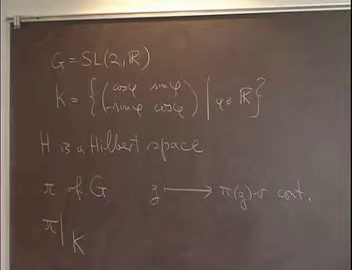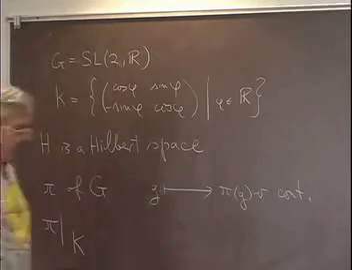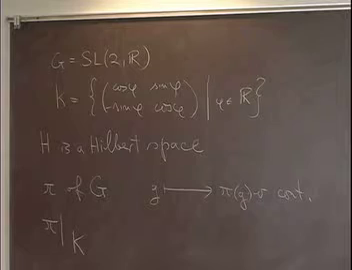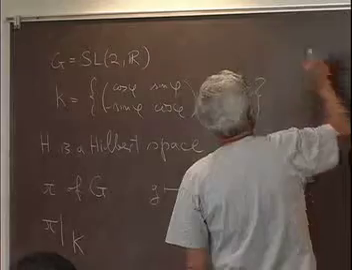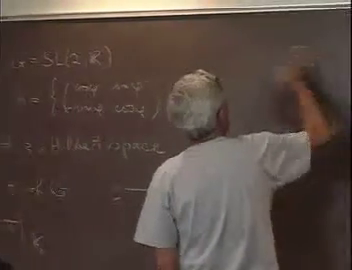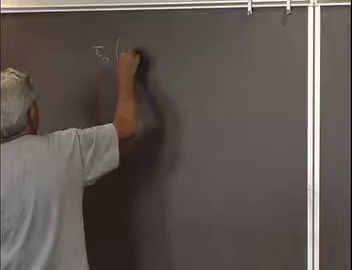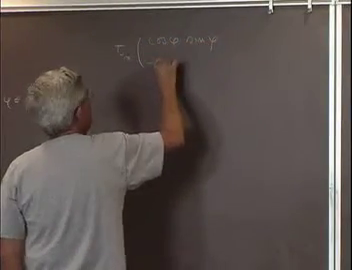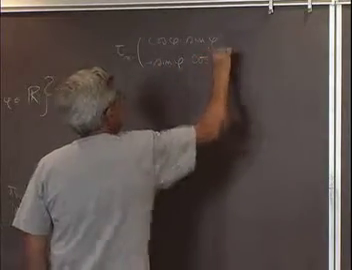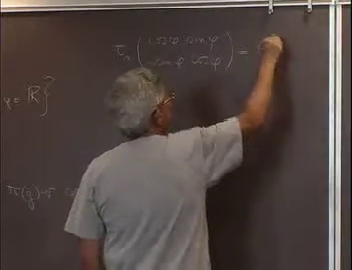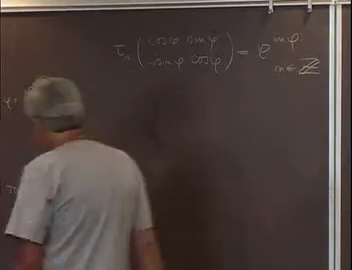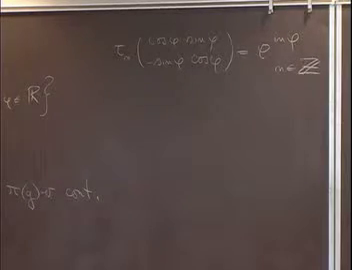And as a representation of K, this can be decomposed as I described in the first lecture today. So our K has representations, let me call it tau_n, of (cos φ, sin φ; -sin φ, cos φ) going to e^{inφ}, where n is an integer. So this is an irreducible representation.